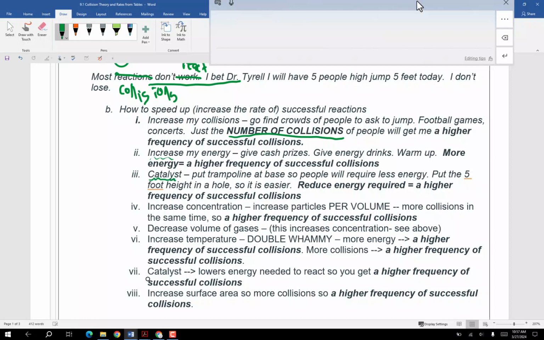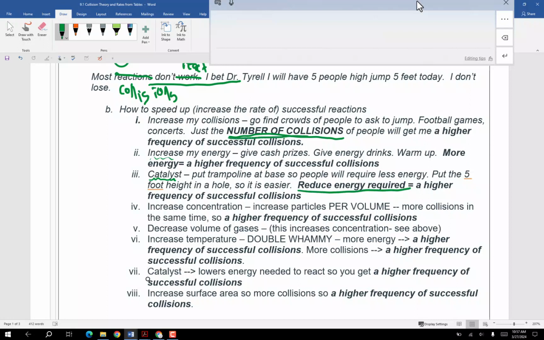A catalyst. A catalyst is something that speeds up a reaction but isn't used up. So if you're going to high jump 5 feet, what if I put a trampoline at the base? This way people will require less energy. Put the 5-foot high post in a hole so it's easier. So what happens with a catalyst? A catalyst reduces the energy required. Okay? So see how things must collide?